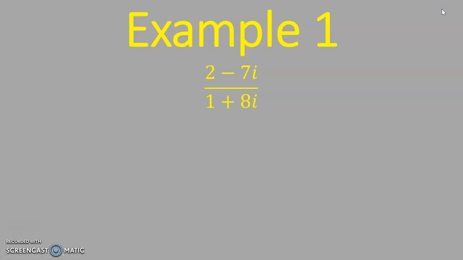Okay, so here we're dividing, and what we're doing is we don't want this i on the bottom. It really boils down to that. So we're going to go through a process, and the answer may not look much better than what we started with, but at least it won't have an i on the bottom. So keep that in mind.